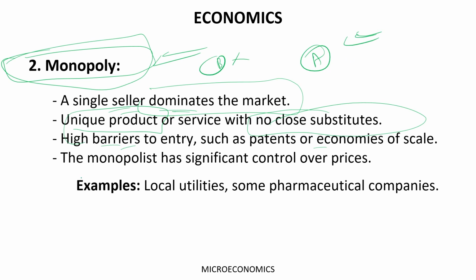The monopolist has significant control over prices because he is the person who controls the supply, and you cannot buy the product from other sides. So he has full control over the prices. Local utilities and some pharmaceutical companies are the best examples, and the foremost example is Indian Railways, because no one other than Indian Railways is a railway service provider in India.